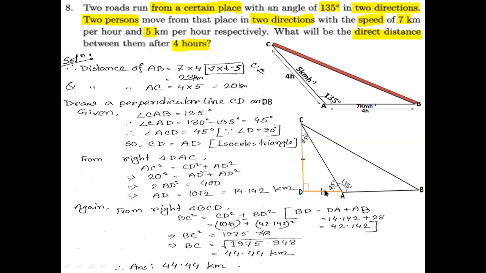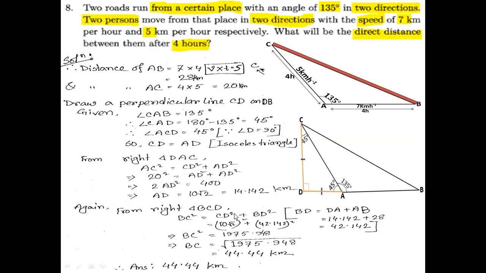In this small triangle, applying the Pythagoras theorem, we can say AC square equals CD square plus AD square. Then 20 square equals AD square plus AD square. Why? Because CD equals AD, which we proved before. Then AD square plus AD square, 2AD square, equals 400. Then AD equals 10 root 2, or 14.142 kilometer. This is our AD. If AD equals this, then obviously CD equals this.